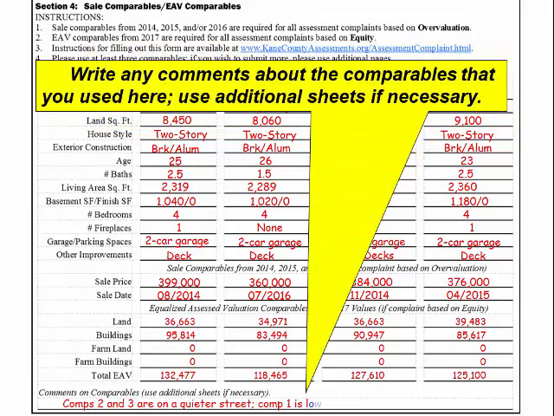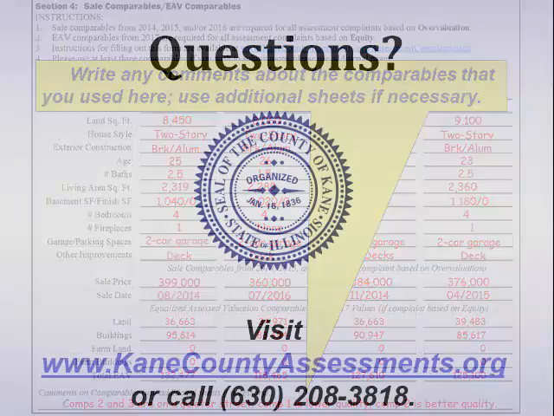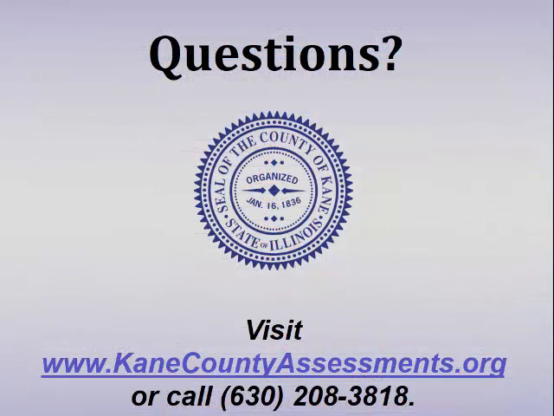You'll want to write any additional comments about the comparables used here. You can use additional sheets if necessary. Make sure that anything you want the board to know about these properties and how they compare to your property should be included with your submission. For further questions, call the Board of Review office or visit CaneCountyAssessments.org.